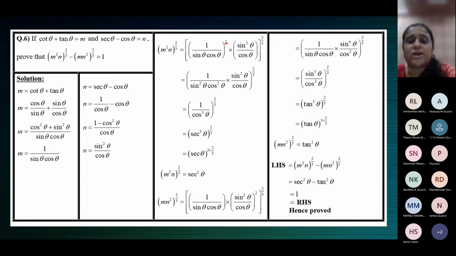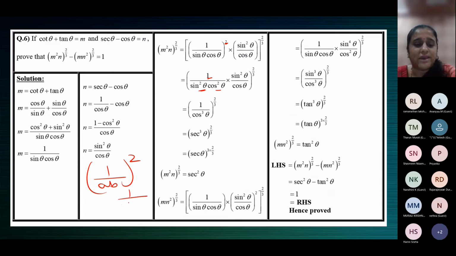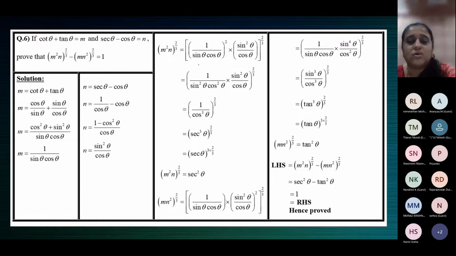This one is squared. So we need to simplify this. So 1 square is 1. And sine theta, cos theta, the whole square is sine square theta, cos square theta. Like 1 by AB, the whole square is 1 by A square B square. So 1 by sine square theta, cos square theta. So now this power 2 is gone. We've applied that power into sine square theta by cos theta. The whole power 2 by 3.